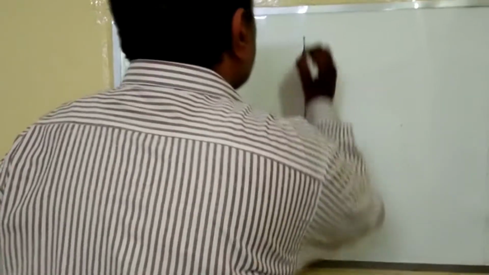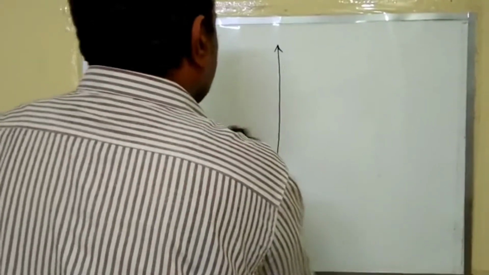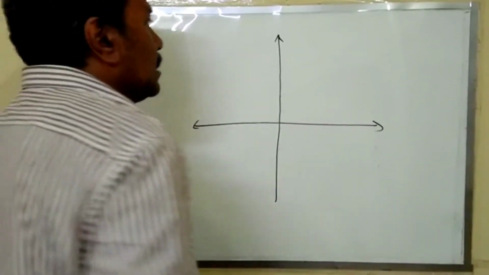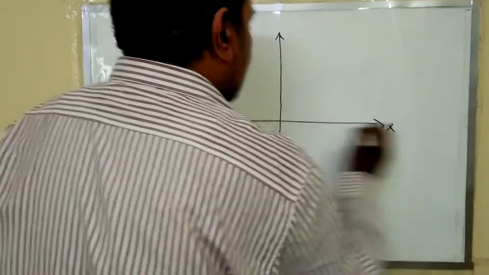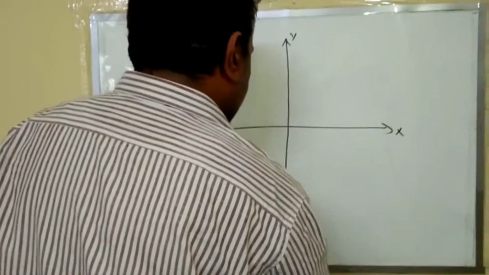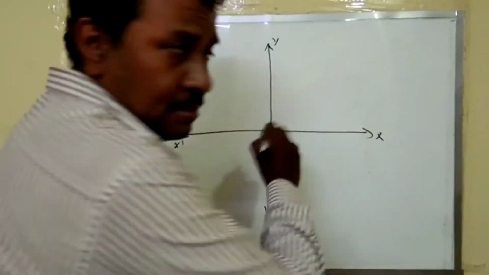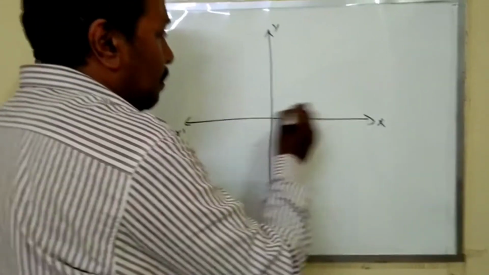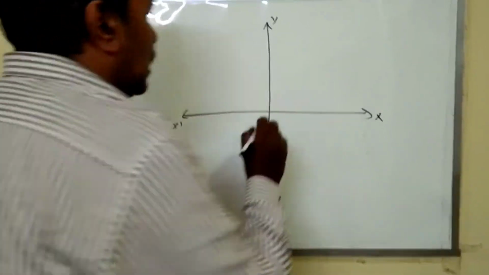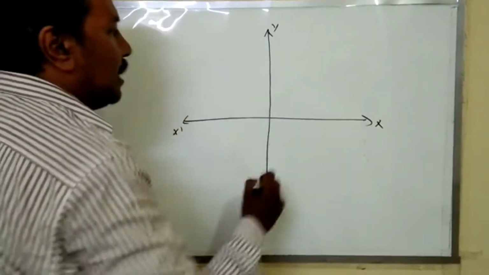This is the y-axis. I am not mentioning any values here. This is the x-axis, x dash, y dash. I am not keeping any points here, that means integers plus 1, plus 2, plus 3, minus 1, plus 5, and so on. I am just drawing the x-axis and y-axis.